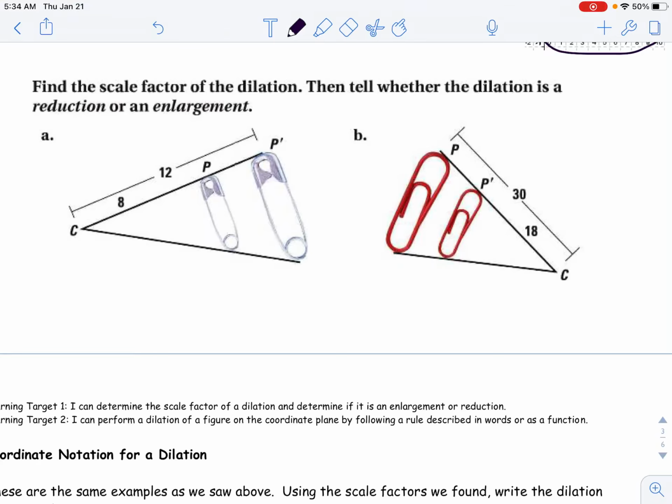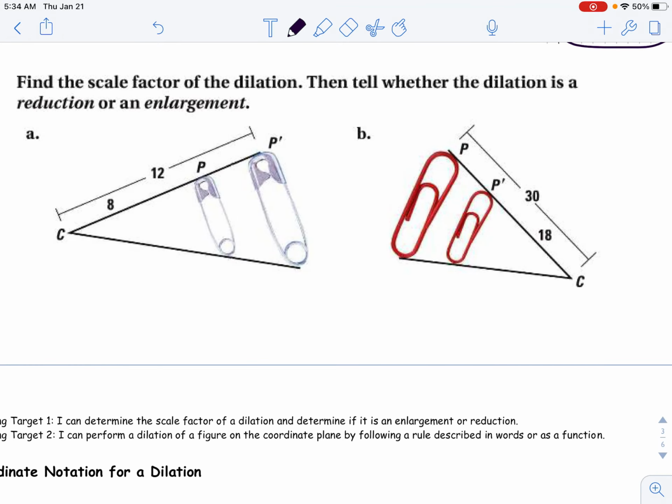Okay, and this one right here, these are just some paperclip examples and safety pin examples, very famous examples. Students come back years later and tell me how fun they had solving these problems. It's really going to change your life.